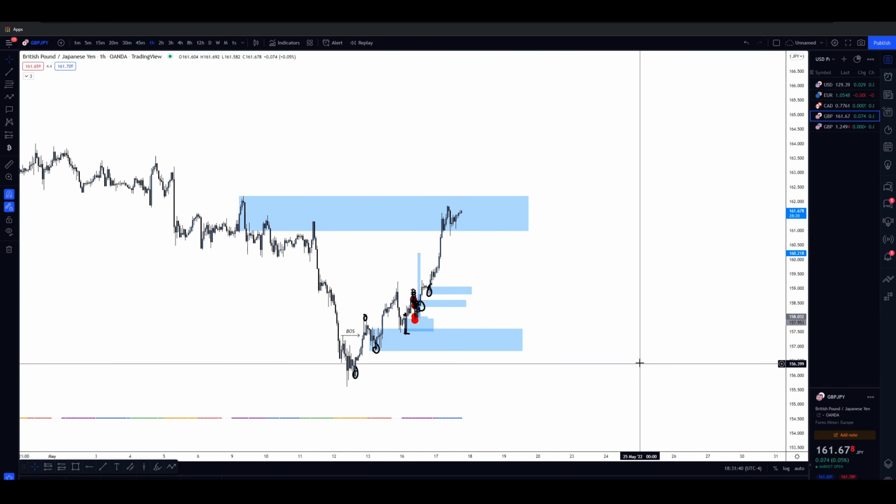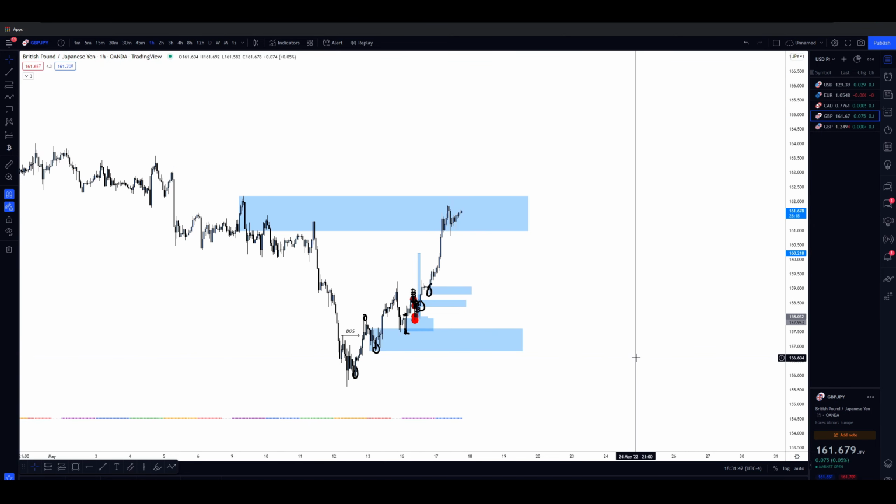Everything else is the same, you know, break of structure, retracement, impulsive move, all of that works and it's the same.